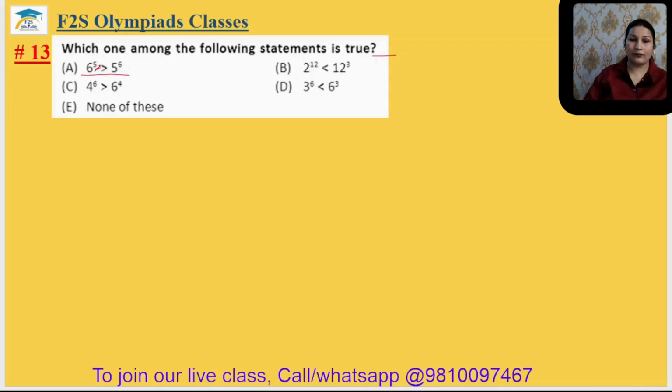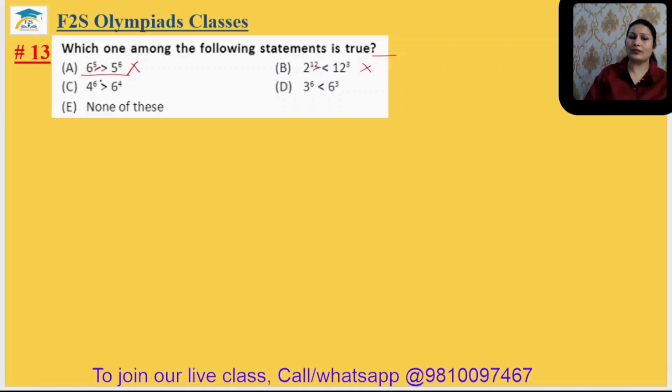So it is 5 and here it is 6. So this will be greater? No, it is wrong. Okay? 2 to the power 12 and 12 to the power 3. So this one is bigger? No. Since the exponent is bigger here, it can't be possible.